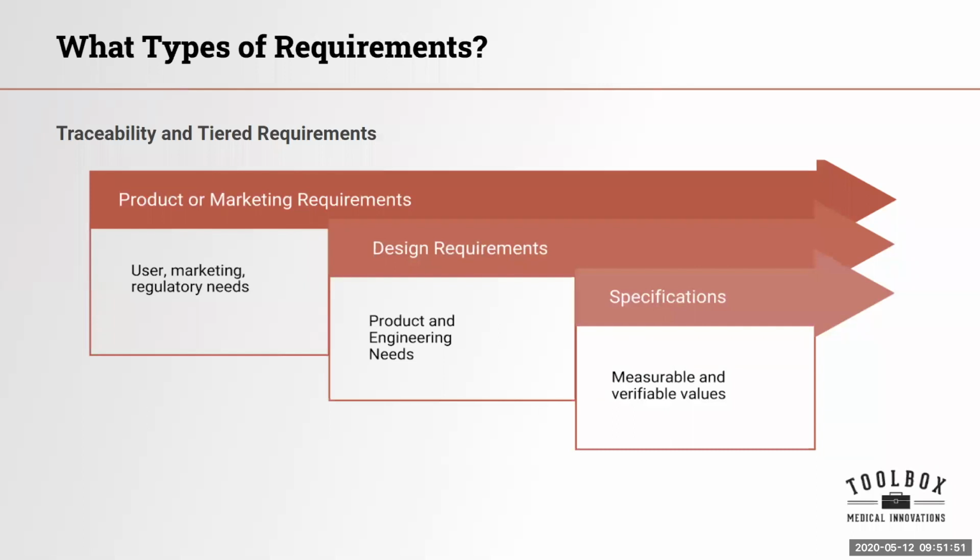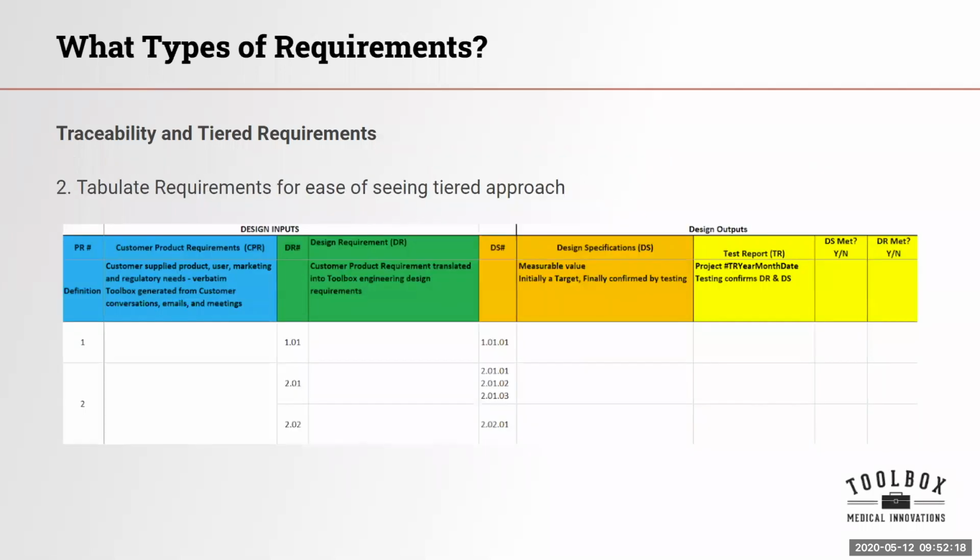The product requirements are your user, marketing, regulatory needs identified during research. Design requirements are the translated engineering or actionable needs for the product to be functional. Both product and design requirements need to be validated. Are you building the right product? The risks here and the specifications are the target measurable values that need to be tested and verified. Are you building the product right?